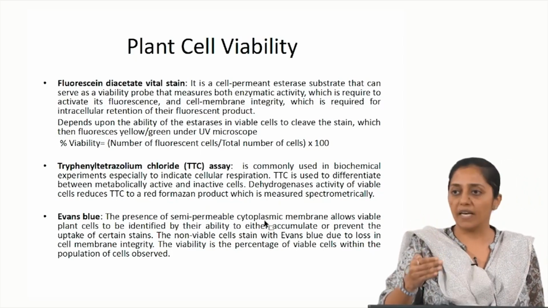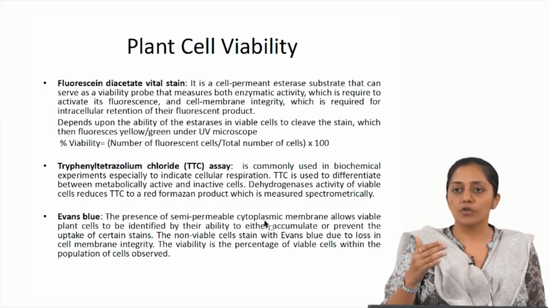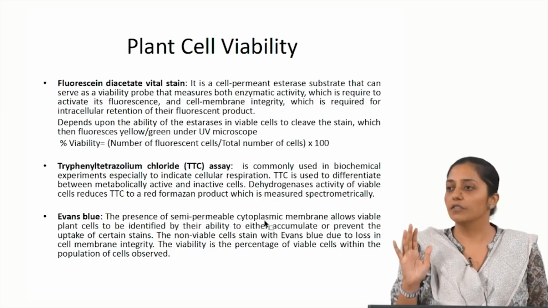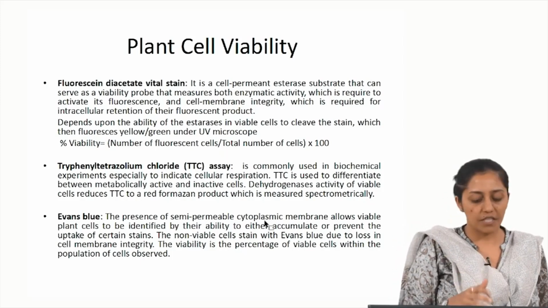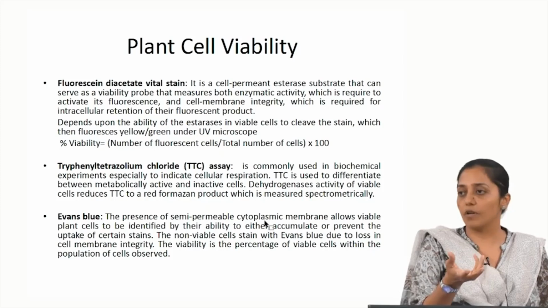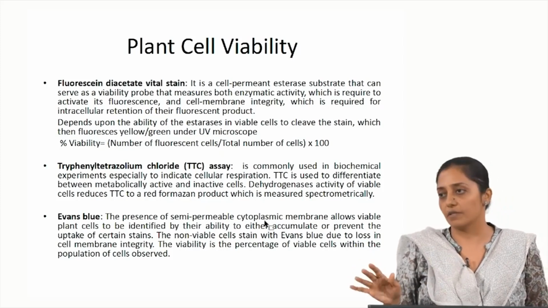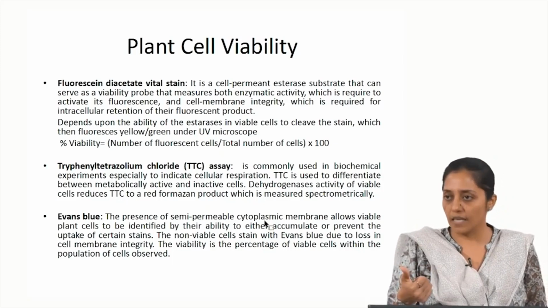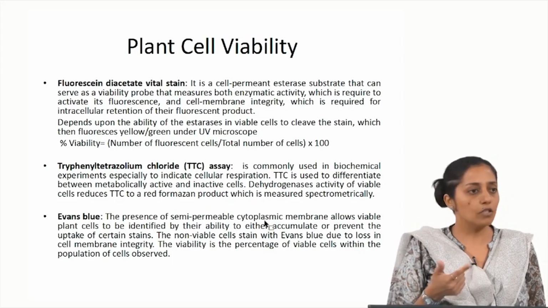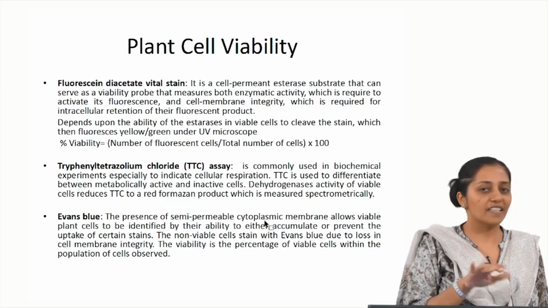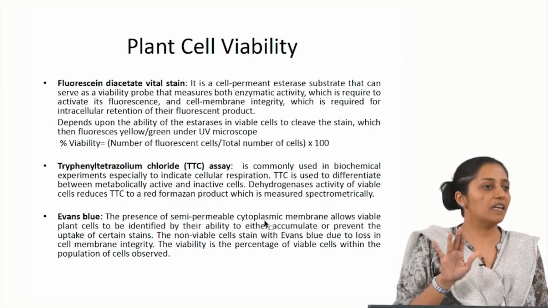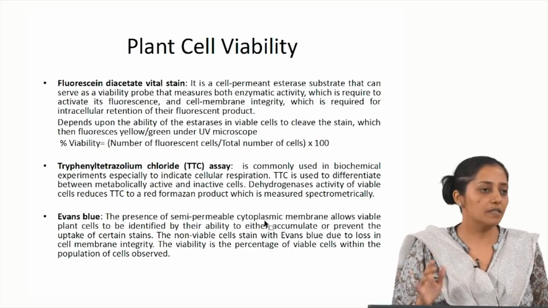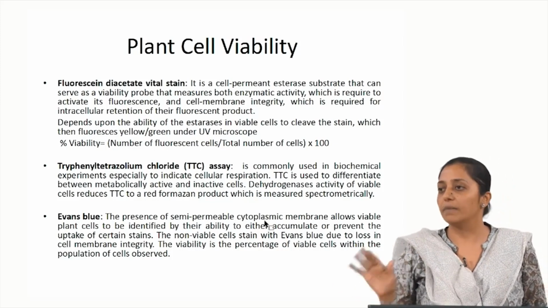Because the cells are viable and the membrane integrity is in place, they can hold on to the fluorescent product, which you can see under UV light. Percentage viability is given as the number of fluorescent cells to the total number of cells. Those which are fluorescent would be viable because it shows the integrity of the cell membrane is still in place, and the esterases are still active, so they are metabolically active cells. So, this is how percentage viability can be calculated.